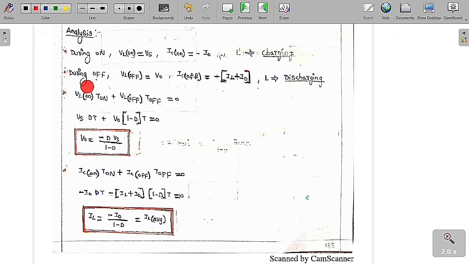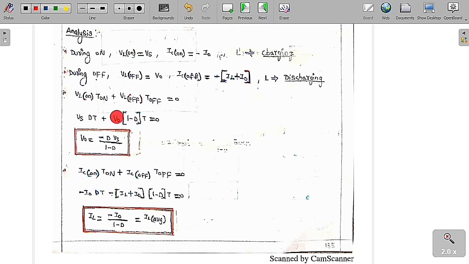Whereas when the switch is off, the diode is on, so the inductor is going to discharge its energy into the load. So the inductor is discharging. If you apply KVL, you are going to get VL off is equal to V naught. And if you apply KCL, we get IL plus IC plus I naught is equal to 0. So IC off is equal to minus of IL plus I naught, and the inductor is discharging.